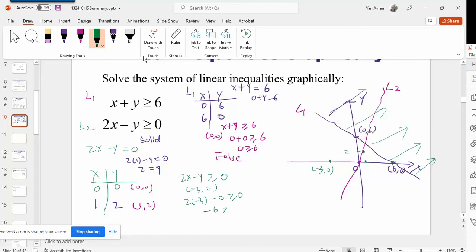This will be -6 greater than or equal to 0, which is false, right? A negative number cannot be greater than or equal to 0. So that means this is false. This side is not a solution. So my solution should be on this side, the other side. Okay? And what is the solution for the entire system, for L1 and L2? And then we're going to look at the common solution. So the common solution here will be not under this one, so not in here, not in here.